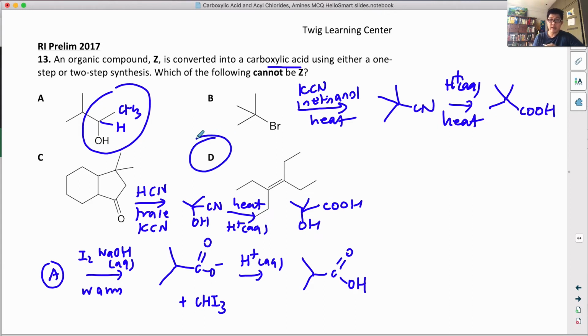Don't believe it, try it and see whether you can give me something, because even if you use KMnO4 and you oxidize this, you get a ketone. You get a ketone actually. Okay, let's move on.